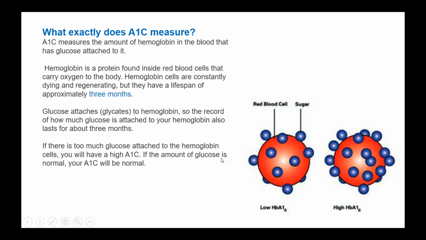So what does it measure? What is the A1C? It measures, remember hemoglobin, that's our blood, the amount of hemoglobin in blood that has glucose, sugar, attached to it. Little sticky ball things that attach to them. Remember heme, the iron, ferrous, and all that stuff in the blood when we get into our cell biology, is a protein inside red blood cells that carry oxygen to the body. Hemoglobins are constantly dying and regenerating, but they have a lifespan of approximately 3 months.